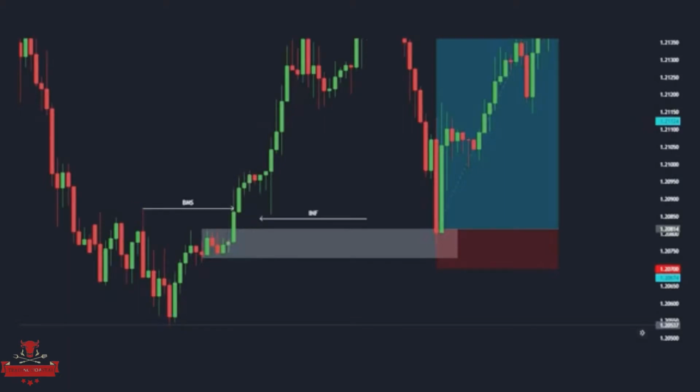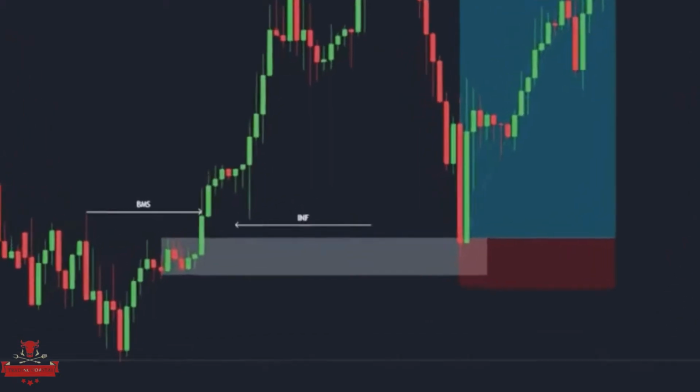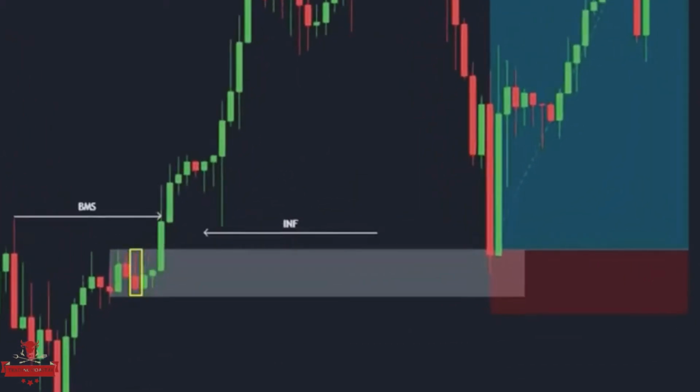The way we find it is by tracking back, and we look for the last sell or bearish candle before the bullish move that broke the swing market structure. So, if we track backwards, and let me zoom in a little bit for you, you can see that this was the last sell candle before the bullish move which broke market structure.